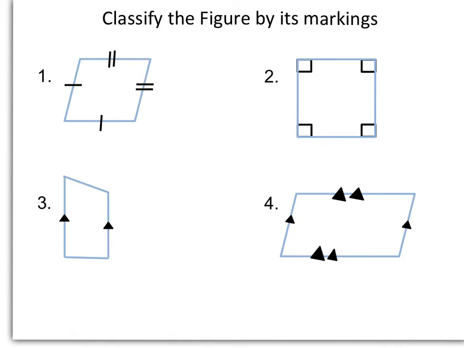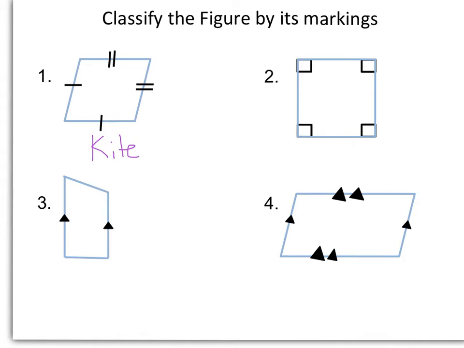Okay, now we're going to look at some examples of classifying figures by their markings. And it's important to note the markings on the figure and not to assume that it's a certain type of polygon just by the way it looks. So in number 1, we have consecutive sides congruent. So number 1 is a kite.